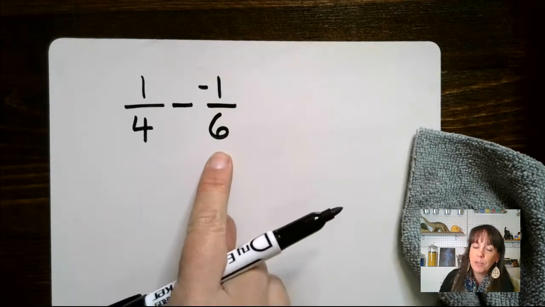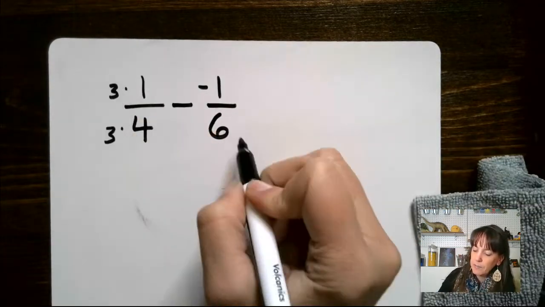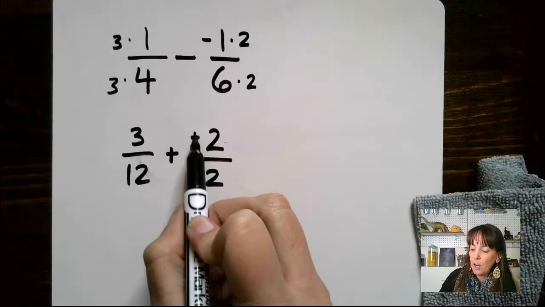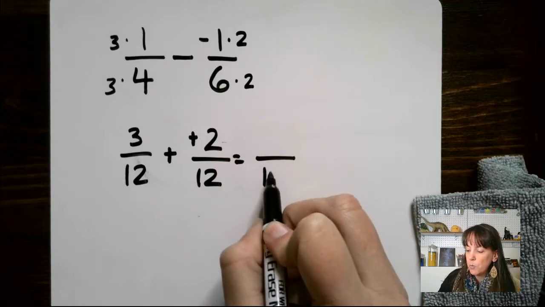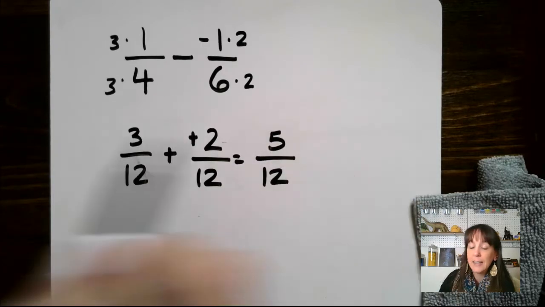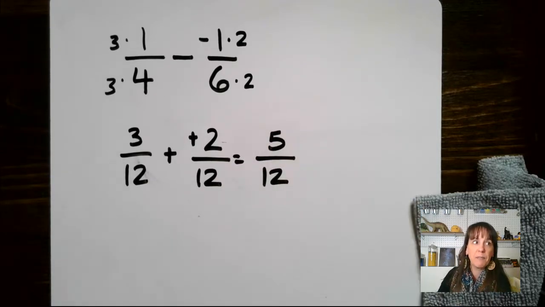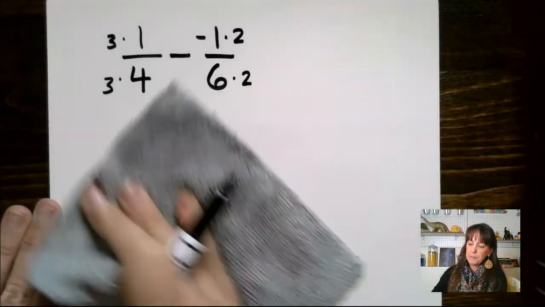And remember, we don't subtract, we add the opposite. So add the opposite. Now, we know we're going to do 12 and 5. So we get 5/12. Okay, so let's see about these guys.